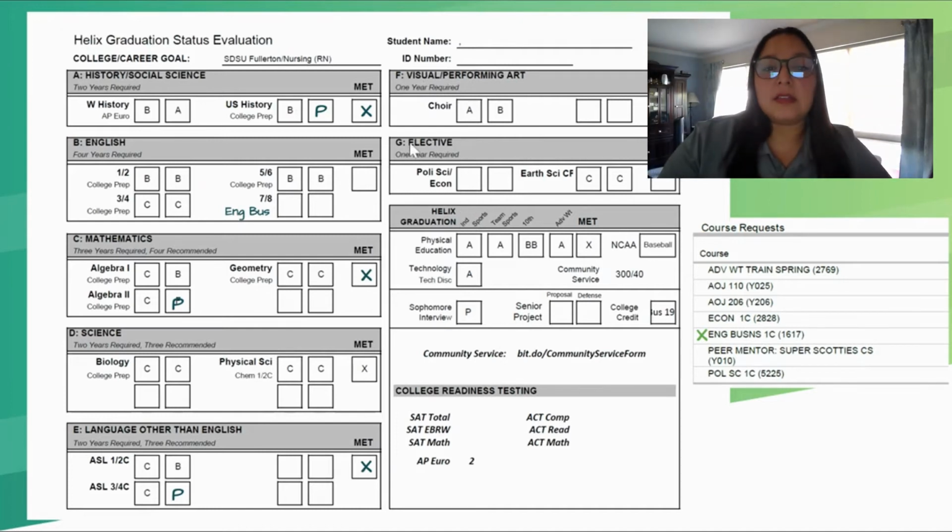And that leaves their Area G, Political Science and Economics. Those are both senior year elective courses. So you'll note on the form, we have Political Science requested, and he also has Economics requested to fulfill his graduation requirements.